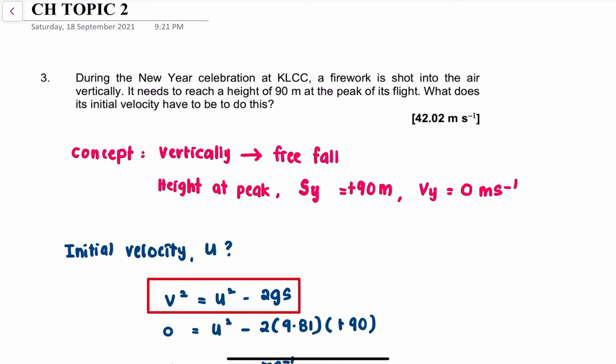During the New Year celebration at KLCC, a firework is shot into the air vertically. So the concept here is vertically. And then it reaches a height of 90 meter at the peak. Peak here means the maximum of its flight. What does the initial velocity have to be to do this?